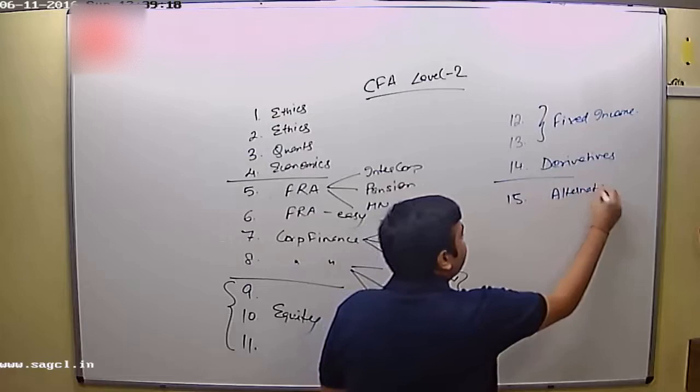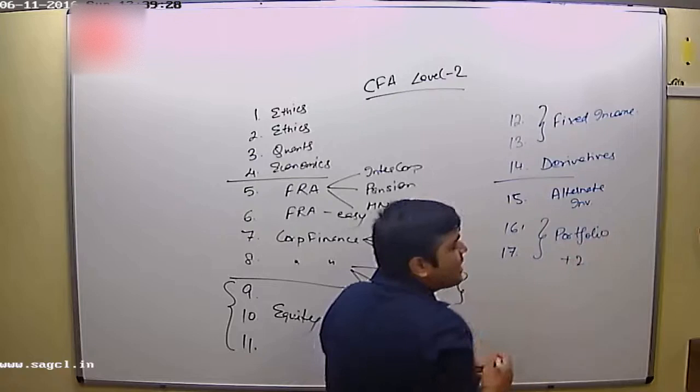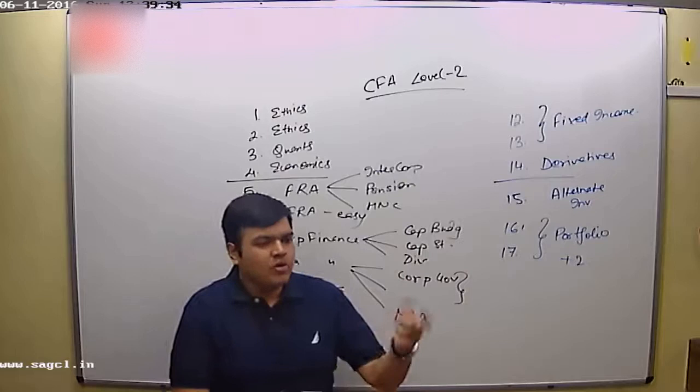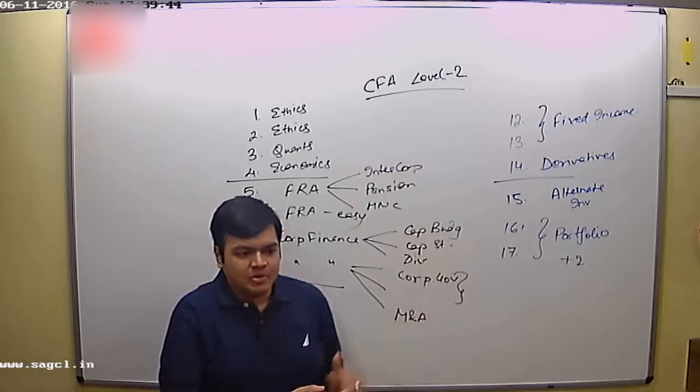And 16 and 17 is going to be portfolio. In portfolio, there are two new chapters that have been added. Anyways, 2016 in logo ne change kiya tha. Portfolio ka content kaafi change kiya tha 2016 mein. That same content is there plus two more chapters. Obviously they have deleted quite a few, so you needed a couple of more. And they've added very decent chapters, right?